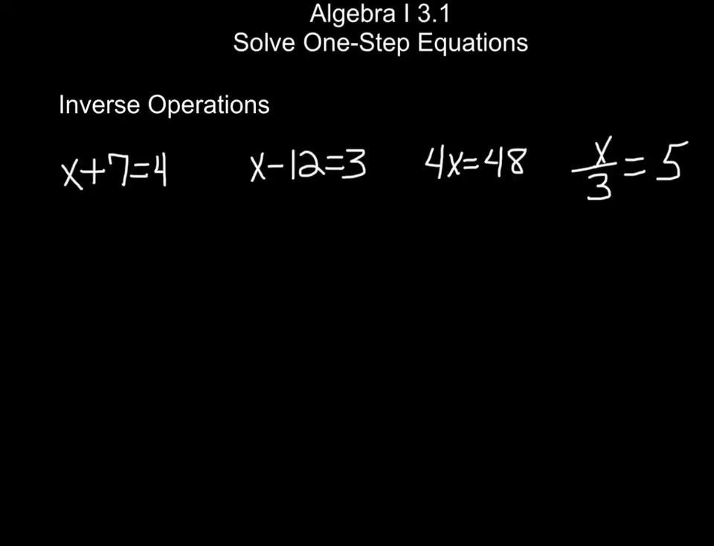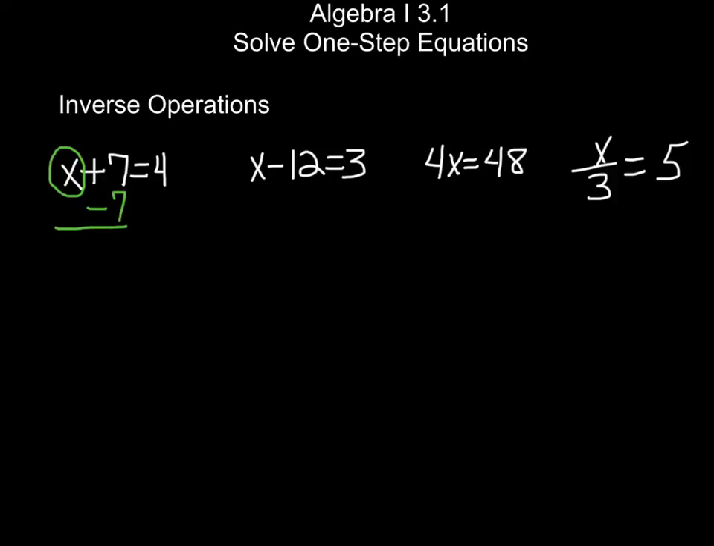Here are 4 examples where we need to solve a one-step equation. All the time when we are solving equations, we need to solve for a variable. In the first example, we have x plus 7 equals 4. Remember, we are always trying to solve for the variable. In this case, our variable is x. What operation does it have with it on the left side of the equal sign? It has plus 7. What is the inverse operation of adding 7? Subtracting 7. So on the left side of the equal sign, we are going to subtract 7.